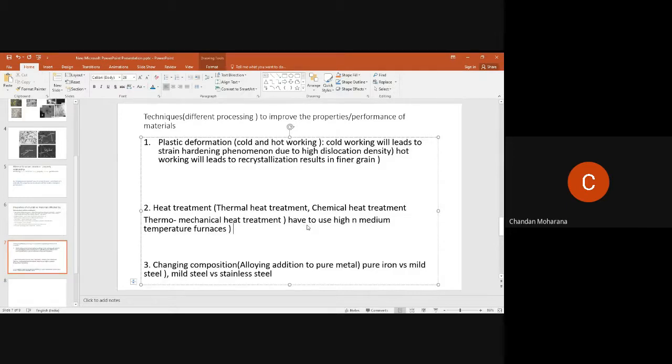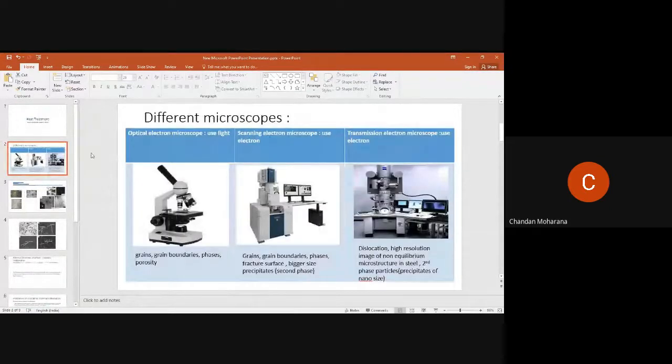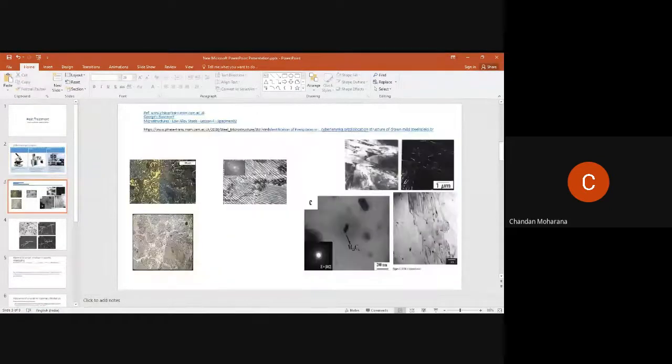We can do heat treatment on the materials, right? But in detail, we'll start from the next class or the class after. This is an introductory class, but these are very essential. If you have any doubt, you can ask me right now. I'll clear it.